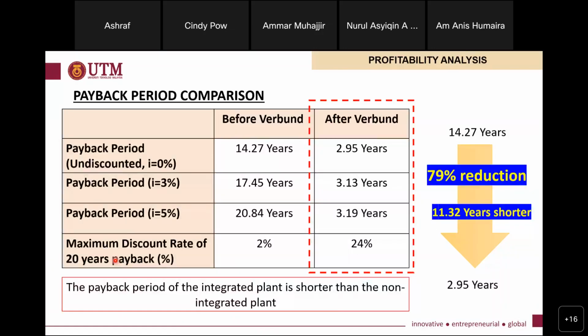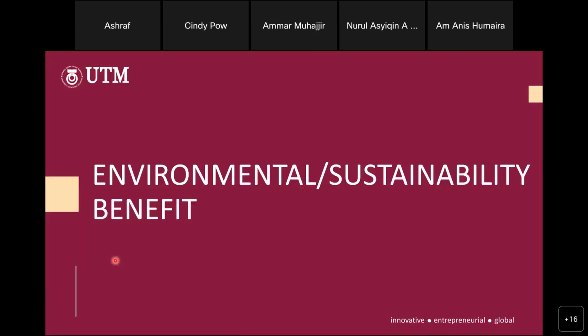The cash flow graphs are included in the appendix at the end of the slides. Now moving on to the environmental and sustainability benefits of our proposal. Next slide.